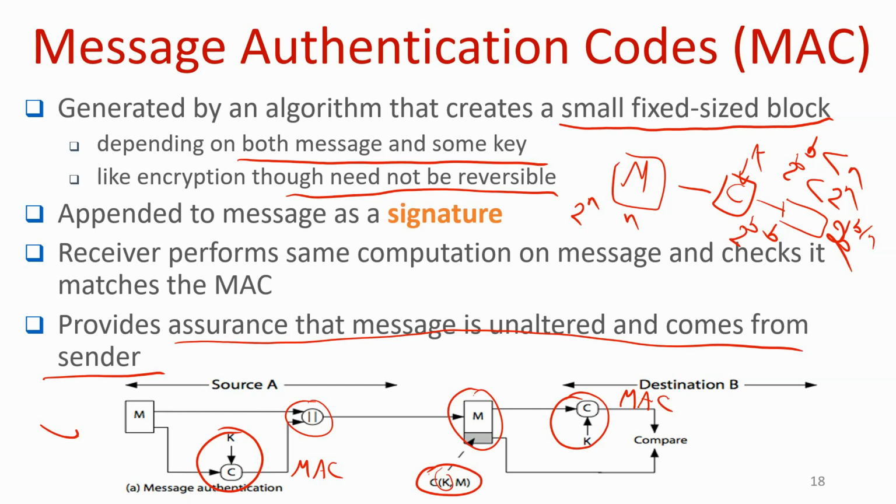So, technically speaking, an attacker can find another message that has the same MAC. And if the attacker is able to find that message, the attacker can simply replace the message M with M dash that has the same MAC, and this will be correctly validated at the receiver because it will have the same MAC. However, just like any cryptography algorithm, this should be computationally infeasible to find.